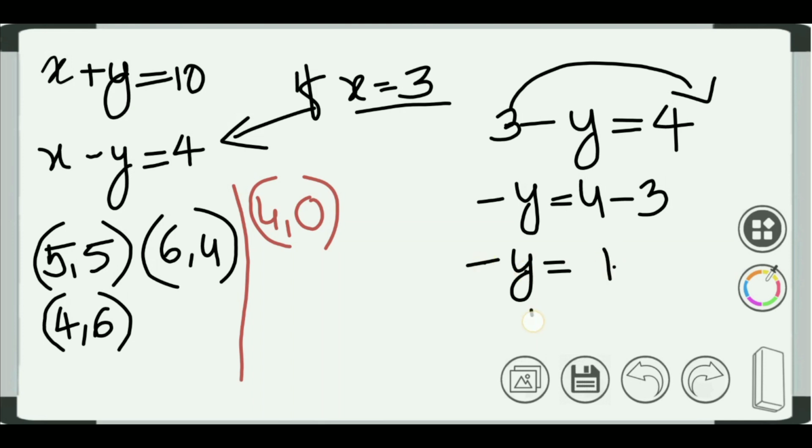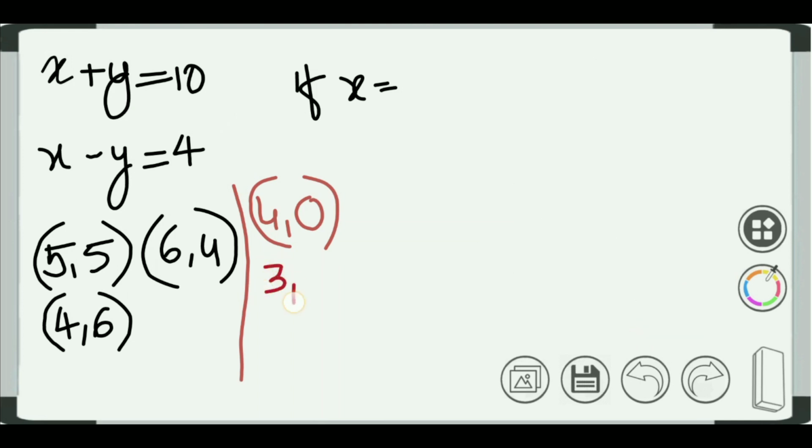Minus y is 1. So what is y? This minus will go this side. So y is equal to minus 1. You got the second point as x equal to 3, y is equal to minus 1.